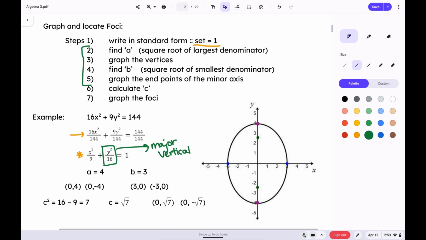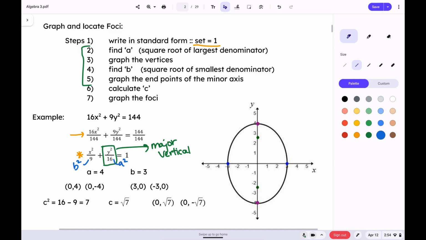So to find my a and my b, I need to just look at those bottom numbers. Now, the 16 is going to be my a squared, and the 9 is going to be my b squared. A squared is always the larger of the two, and b squared is always the smaller. To find regular a and regular b, then you have to square root those numbers.